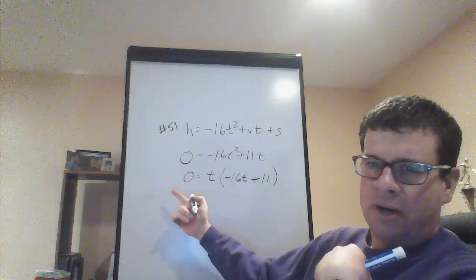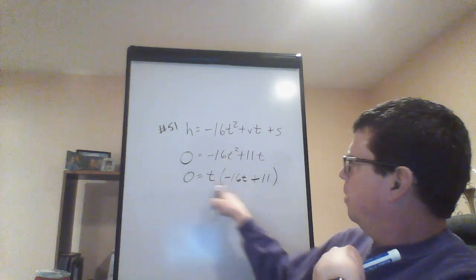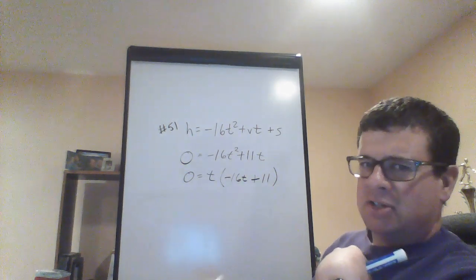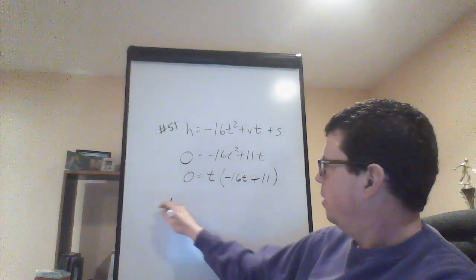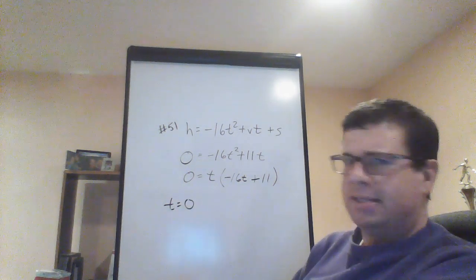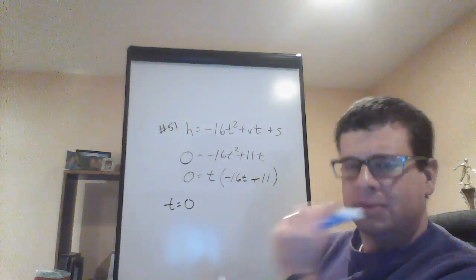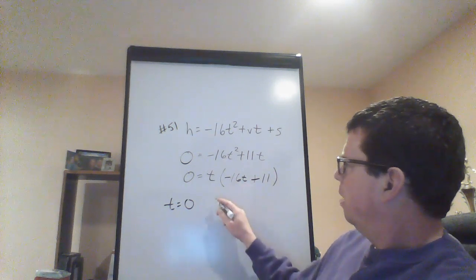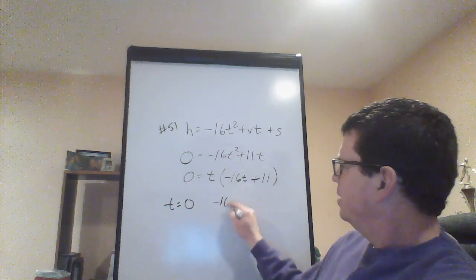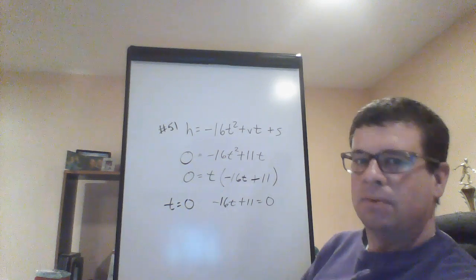I've got it set equal to 0. Say it with me now: the zero product property. If I'm multiplying two things and getting 0, one of those two things has to be 0. So either t equals 0, which makes sense, because that's when the cat first starts to jump, at the beginning. We're going to be concerned with the other one: when does negative 16t plus 11 equal 0?